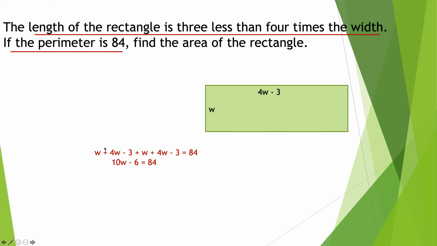Same side, same operation. 1 and 4 W's make 5 W's, another one is 6 W's, another 4 make 10 W's. 3 negatives, 3 more negatives is negative 6 equals 84. Add 6 to both sides. I know I didn't show the step, but I'm confident you guys can do this. We talked about it before. 84 and 6 is 90. Divide by 10 and I get W is 9.